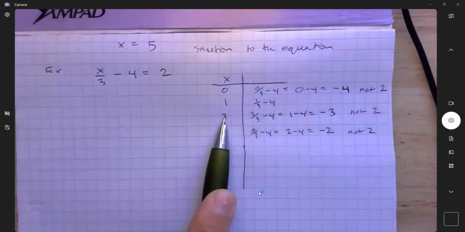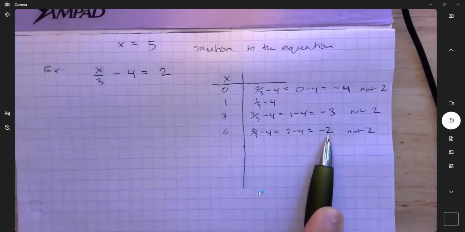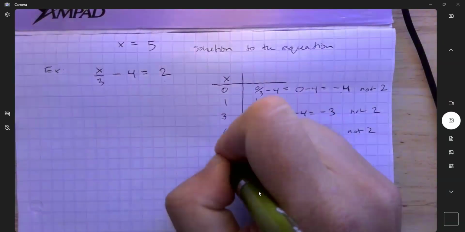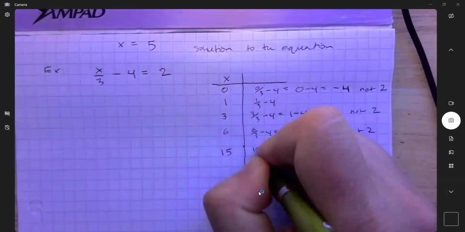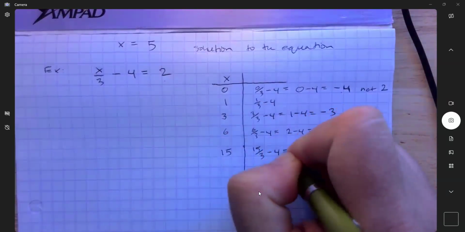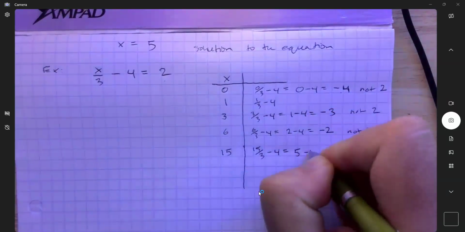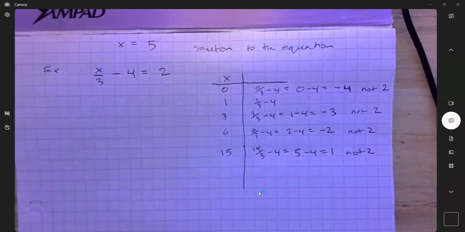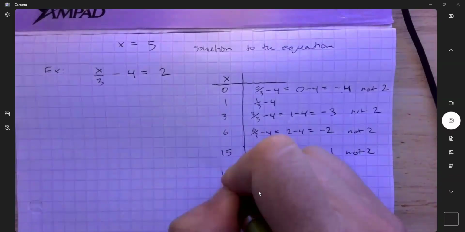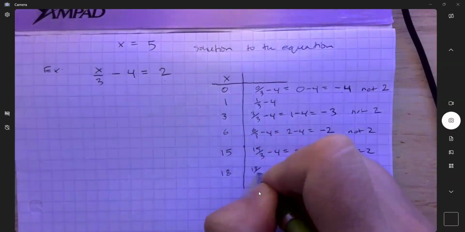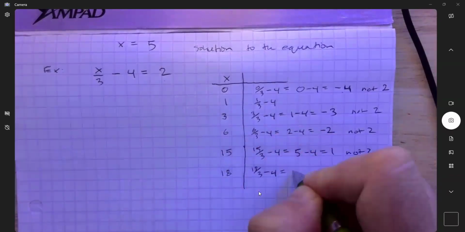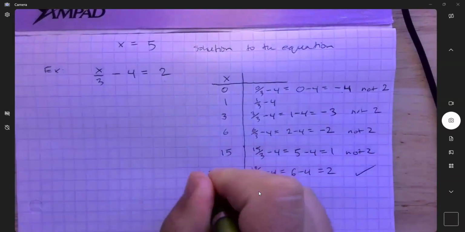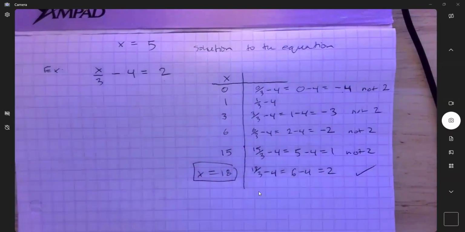I've noticed as I increase my x, I'm getting closer to my answer. So I'm going to increase my x some more. I'm going to go all the way up to 15. 15 divided by 3 is 5, minus 4 is 1. Oh, I'm really close now. So I'll go one more multiple of 3. I'll go up to 18. 18 divided by 3 minus 4 is 6 minus 4, which is 2. Aha, I found it. x equals 18 is my solution.